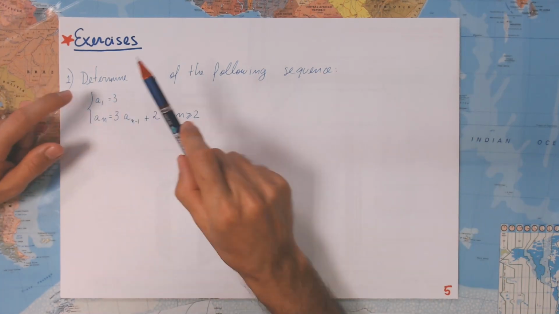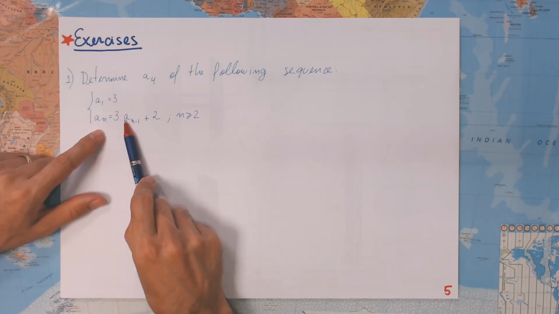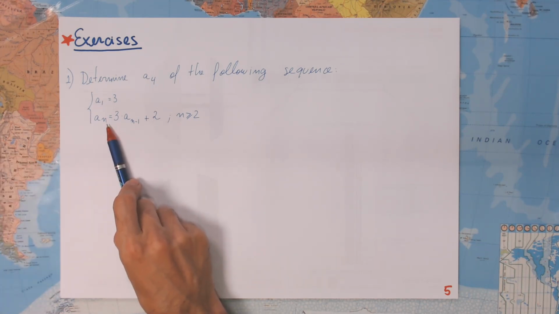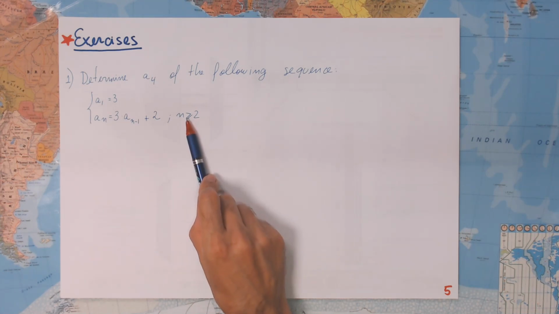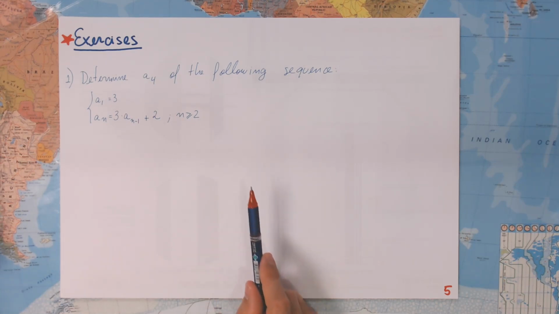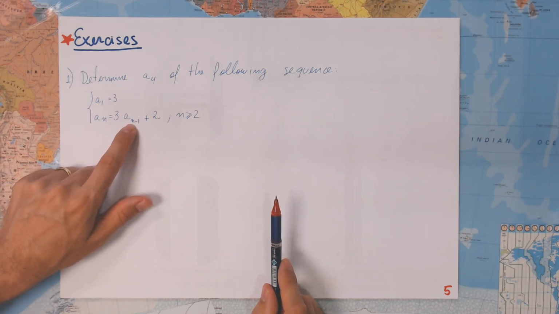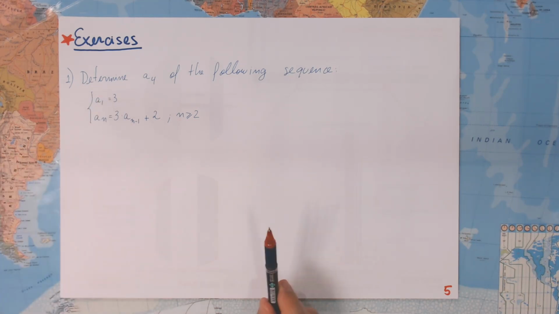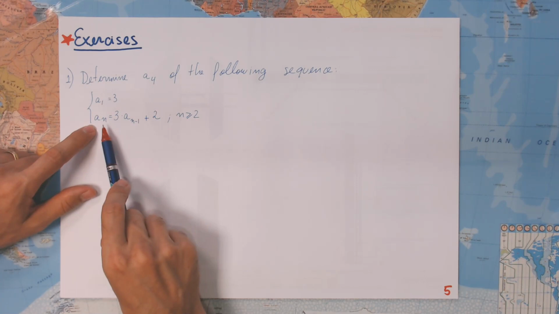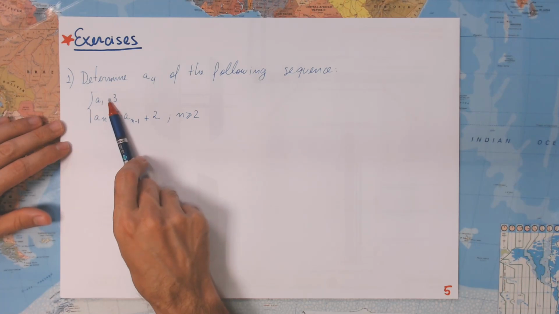A1 is 3, and the general formula is this: a sub n equals 3a sub n minus 1 plus 2. Of course, this is to be used for terms greater than or equal to 2. Why? Because if you apply 2 here, 2 minus 1 is going to be a1, and the way a1 is given, that's why every time a term must be used for some higher term, the prior ones must be given. In this case, a1 is given.